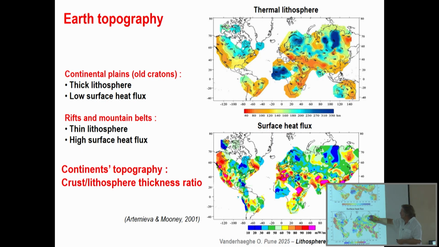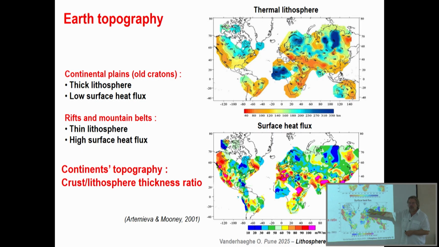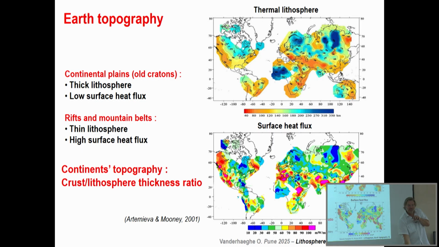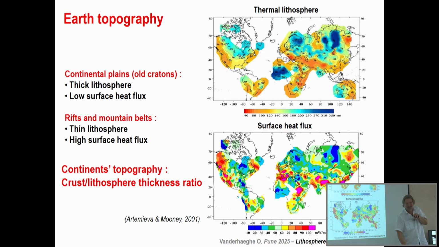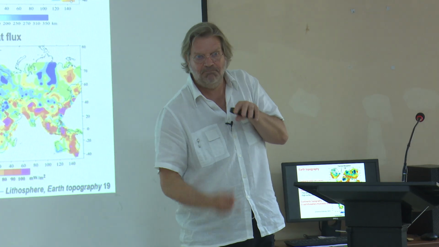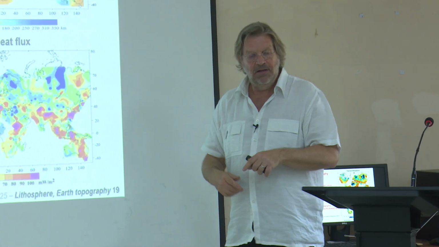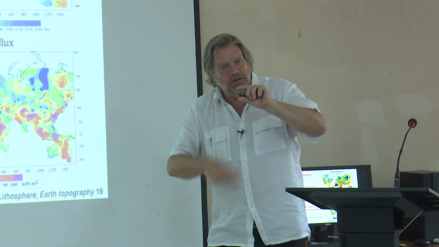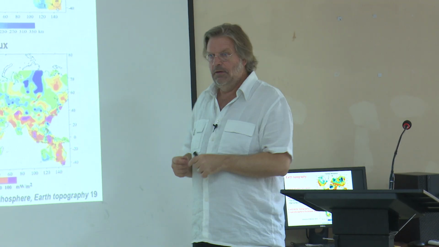And they are related to zones of low surface heat flux. And that's because of the thick conductive layer that impedes heat from being transferred. Right? It's insulating. Right? When the lithosphere is thin, convection is very efficient at transferring heat.